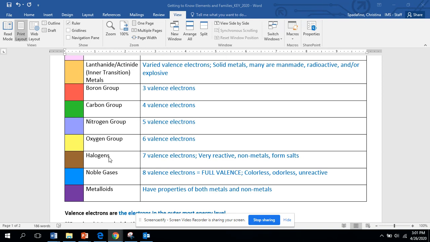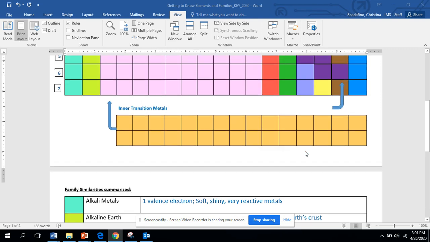Our halogens, however you want to pronounce it, these are very reactive as well. These are non-metals and these form salts. I wonder what element is there that is very reactive. It's not a metal and it helps form a salt. Could it be chlorine that is a poisonous gas and reacts with sodium with 1 valence electron and they make table salt? Ooh. All right.